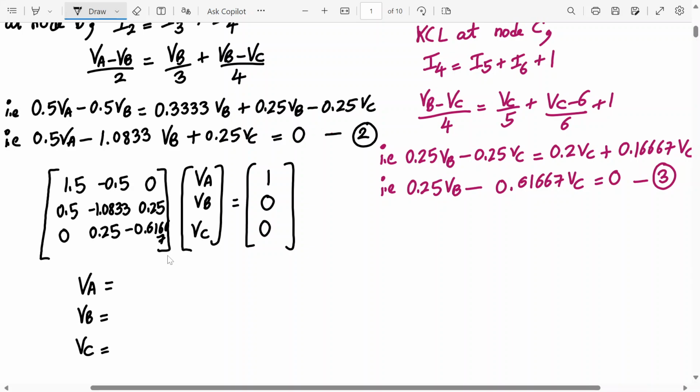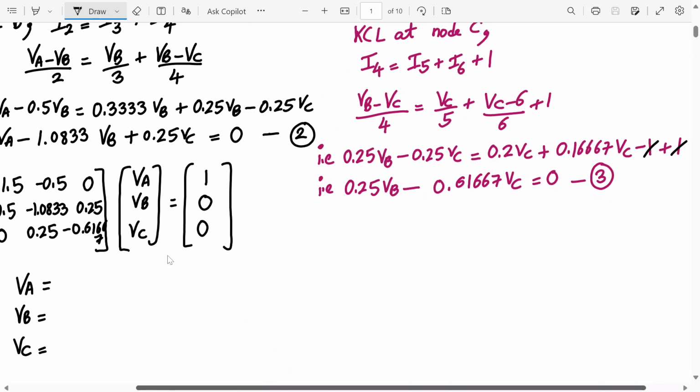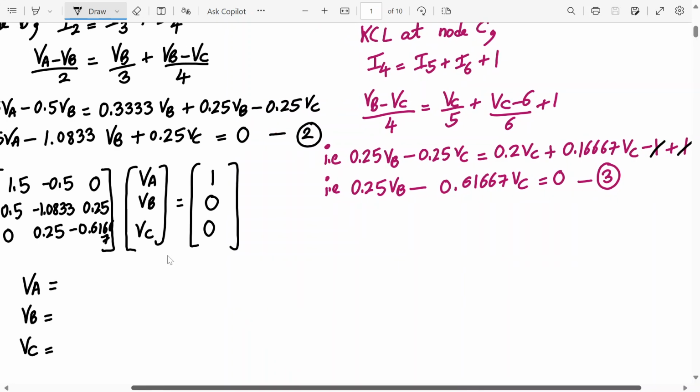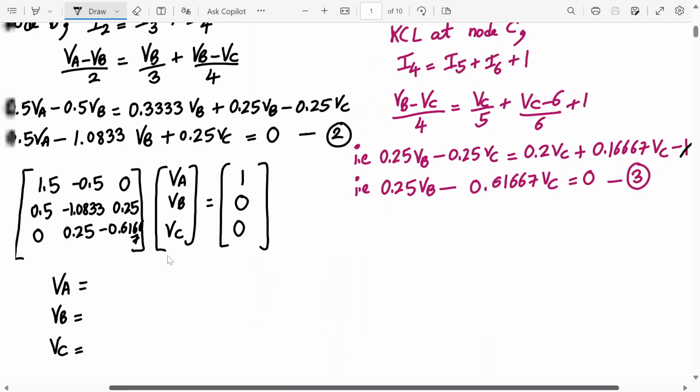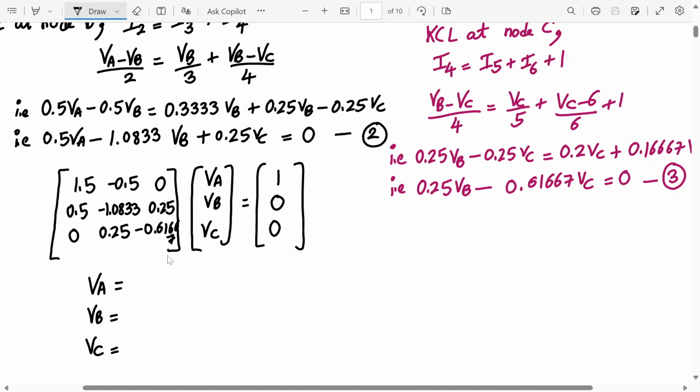Actually for VC I am getting the coefficient as 0.61667. How? See here, 0.25 minus, minus 0.25, 0.2, minus 0.1667. So add them together. See how much you get. Correct? You have to add them together because all of them are minus when you take them on this side. Yes, sorry, it was my mistake. No problem, no problem. Mistakes you make here, but not in the exam.